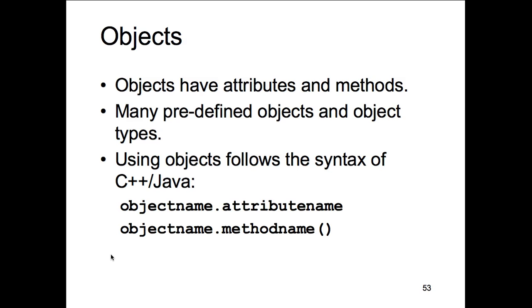Document's an object type to represent the document. So you can do document.close, which will close the window. Document.write will write something to it. Document.open will open up a new window, actually. So using objects follows the syntax of C and C++: object name dot attribute name, object name dot method name.